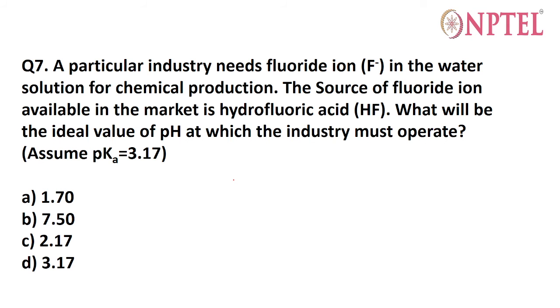So let's go to question number 7. A particular industry needs fluoride ion in the water solution for chemical production, and the source of the fluoride ion available in the market is in the form of hydrofluoric acid, HF. So what will be the ideal pH at which the industry must operate? Assume the pKa value as 3.17. This is a really conceptual question.